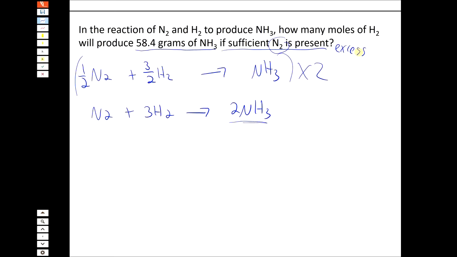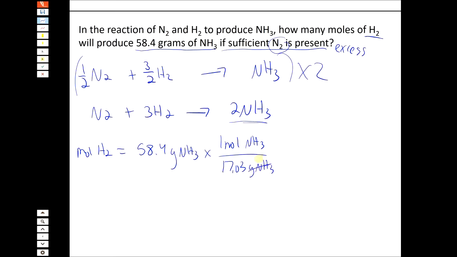All we have to do is calculate the moles of H2 needed to produce this much NH3 product. We write out what we're looking for, which is moles of H2, and what we're given, which is 58.4 grams of NH3. As I said in the last problem, the first thing to do in stoichiometry is convert to moles, so we use the molar mass of NH3, 17.03, to convert grams into moles. The grams cancel, and now we're in moles.